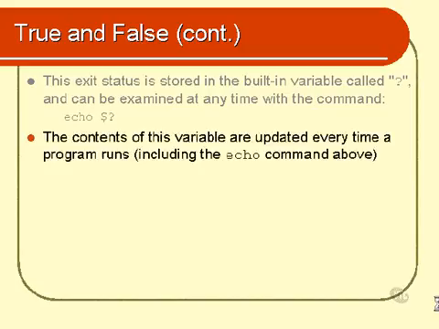You can examine the contents of this variable at any time, and every time you run any command at all, including just examining the status of that variable, then the contents of that variable get overwritten once that program completes. So that $? is constantly changing. Let's have a look at how that actually works.